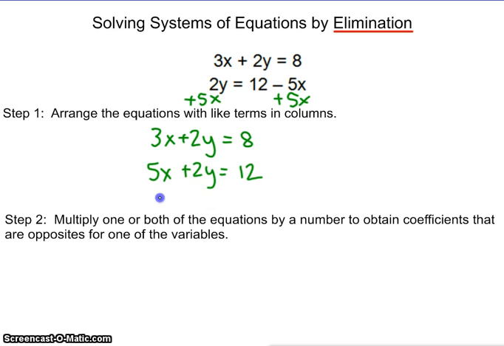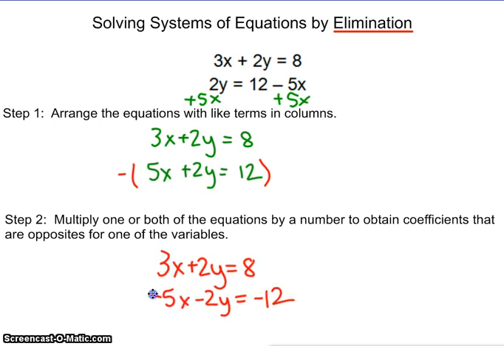Alright, so the first thing I'm going to do is multiply this whole bottom one by negative 1, because I want this negative 2 here so that when I add them, the y's go away. So the first one stays the same. Negative 5x minus 2y equals negative 12. Don't forget to distribute the negative 1 to each term, including the 12. A lot of people will forget that.